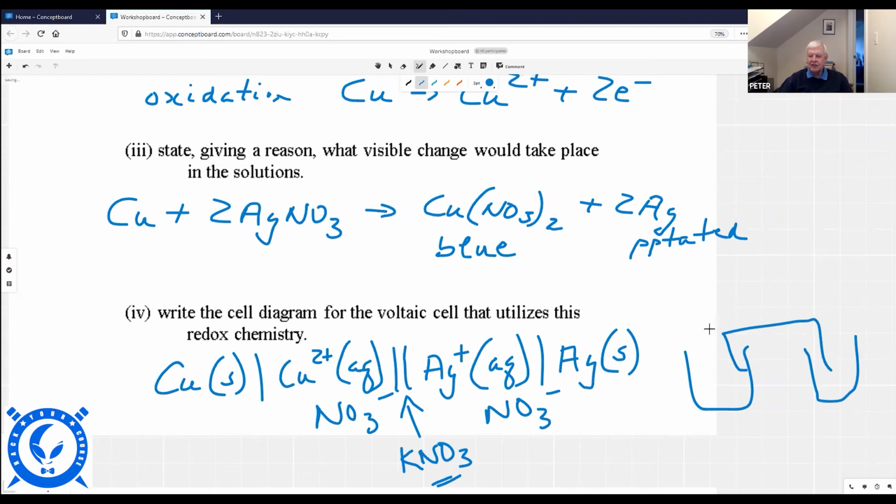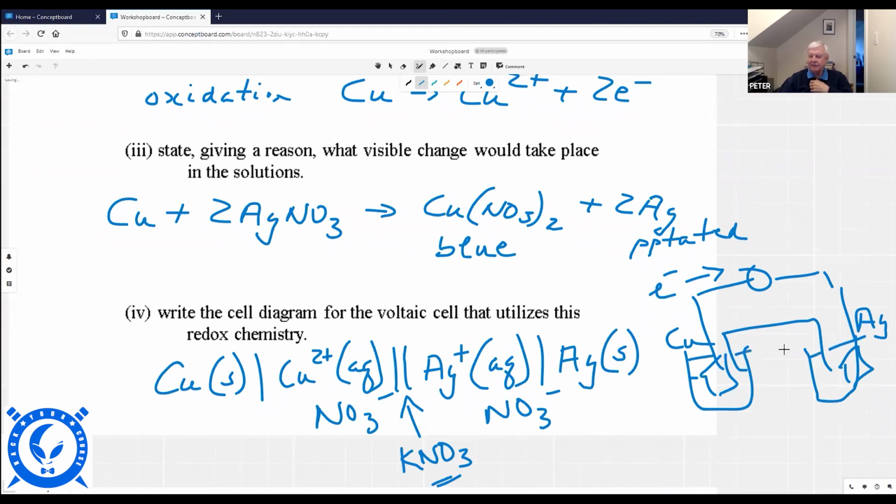Salt bridge, electrode here, another electrode here, through a voltmeter here. So if this is your copper here and your silver here, that's the conventional way of drawing it. The anode on the left, the cathode on the right, and the electron flow will be left to right. Okay, and these are in solutions of copper nitrate and silver nitrate.